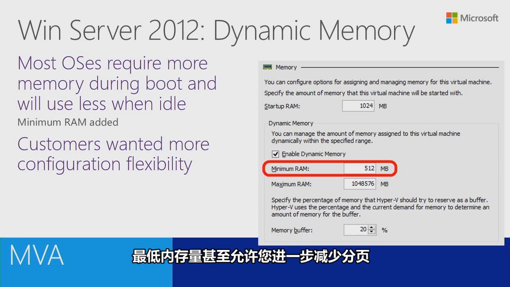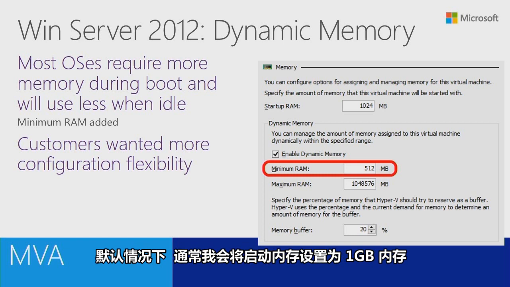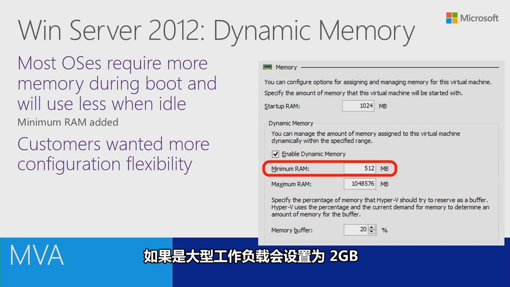So the minimum amount of memory allows you to reduce the pages even further, and almost by default, generally what I do is exactly this. I set my startup memory to a gig of memory, or even 2 gigs if it's a larger workload, but I give it a minimum of 512, for example.